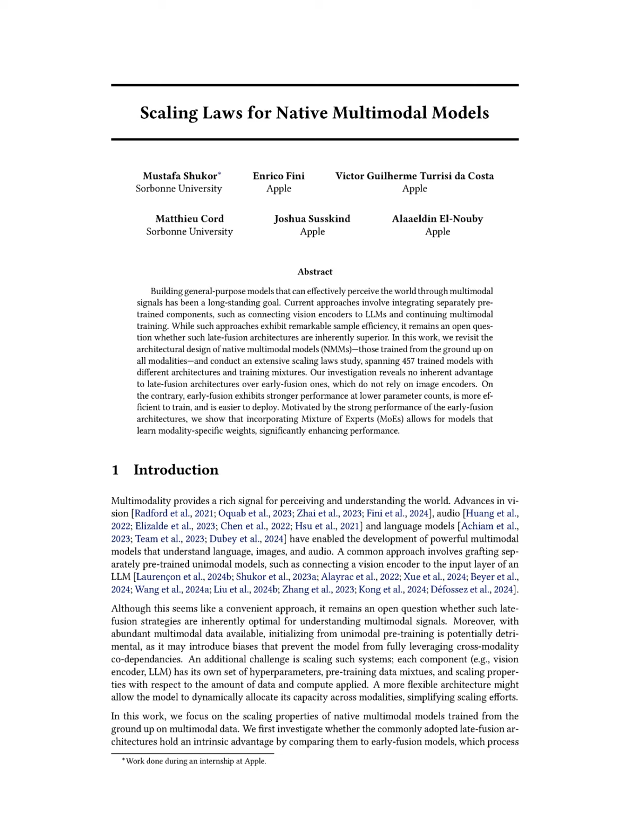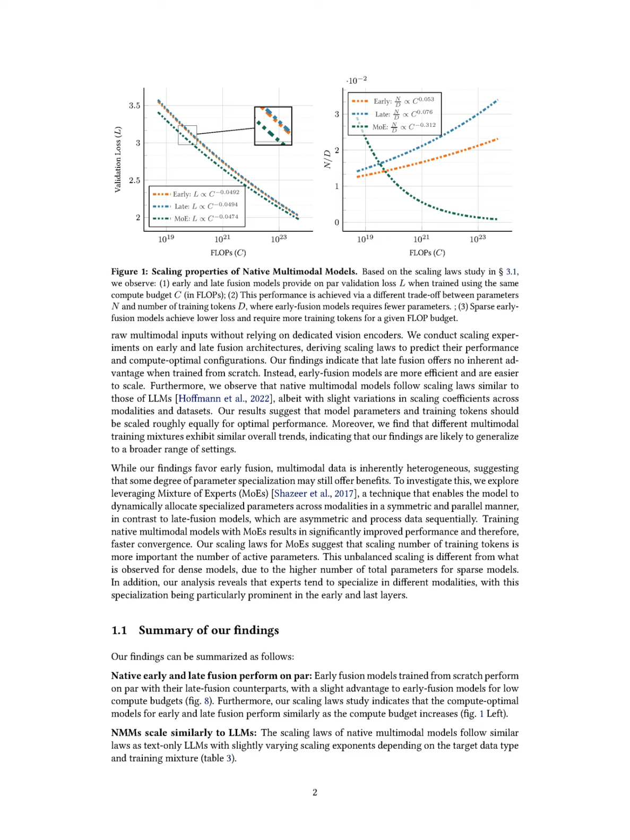Additionally, early fusion models exhibit significant improvements when trained with sparsity, outperforming dense counterparts at the same inference cost. Our scaling laws suggest that for optimal performance, the number of training tokens should be scaled at a higher rate than the number of active parameters, which is particularly beneficial for early fusion models. Overall, early fusion models are easier to scale, consume less memory, and train faster, making them a more efficient choice for multimodal tasks.